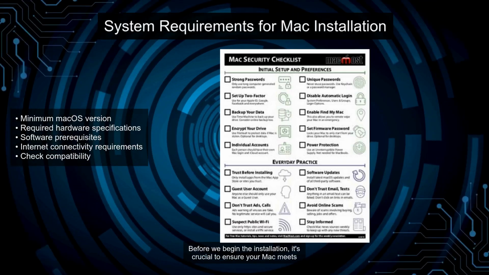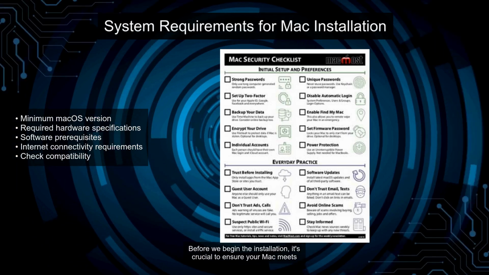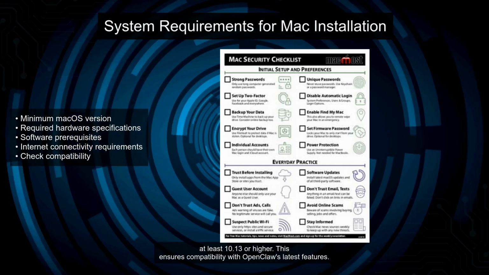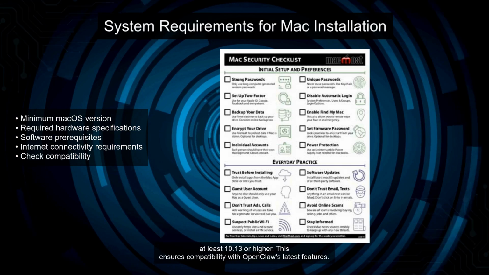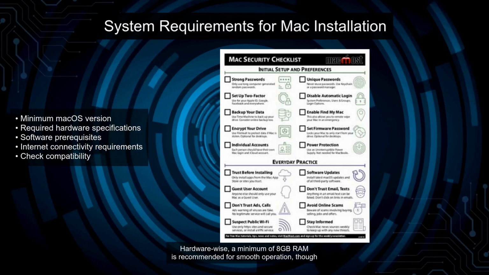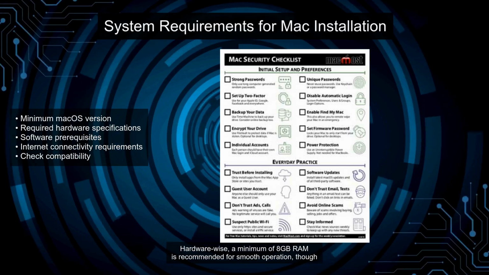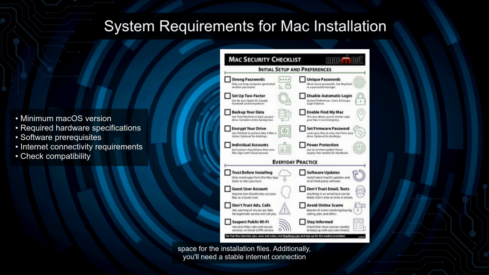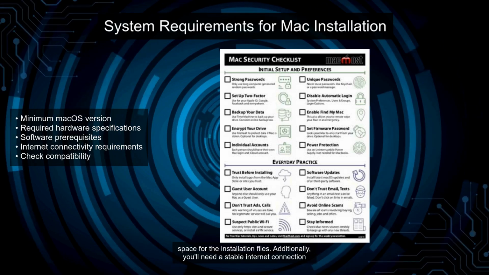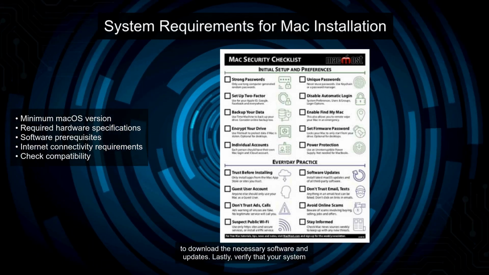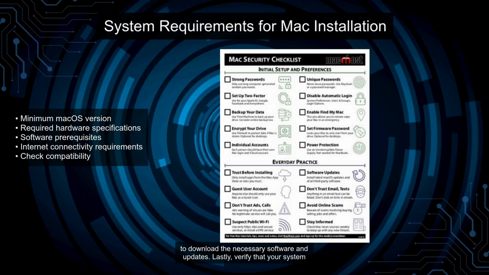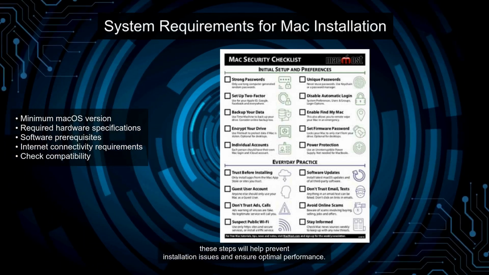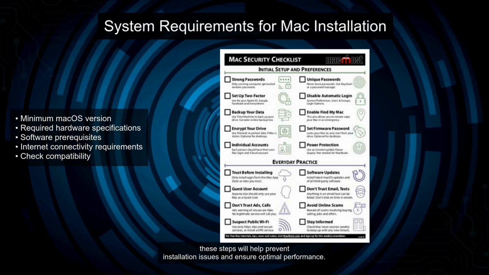Before we begin the installation, it's crucial to ensure your Mac meets the necessary system requirements for OpenClaw. First, your Mac OS version should be at least 10.13 or higher. This ensures compatibility with OpenClaw's latest features. Hardware-wise, a minimum of 8GB RAM is recommended for smooth operation, though 16GB is ideal. Ensure you have at least 500 MB of free disk space for the installation files. Additionally, you'll need a stable internet connection to download the necessary software and updates. Lastly, verify that your system supports the required dependencies, which we'll cover in the next section. Taking these steps will help prevent installation issues and ensure optimal performance.